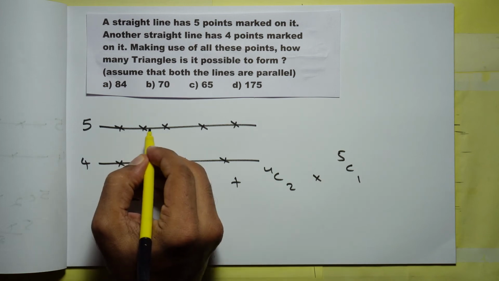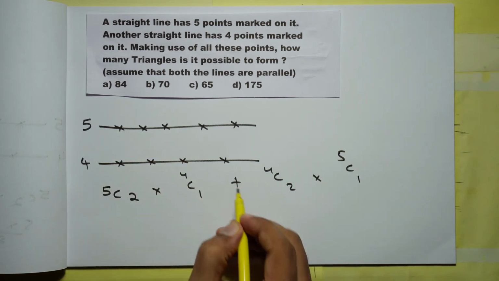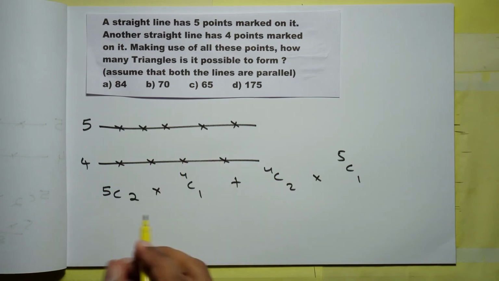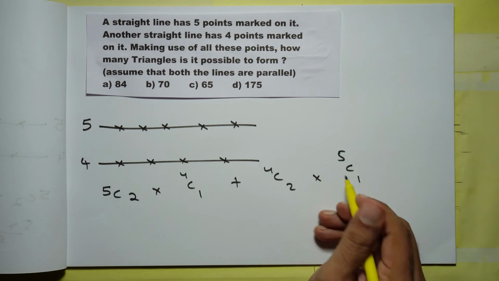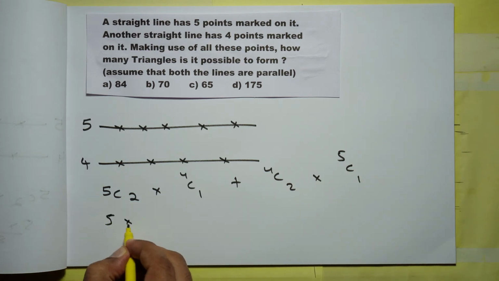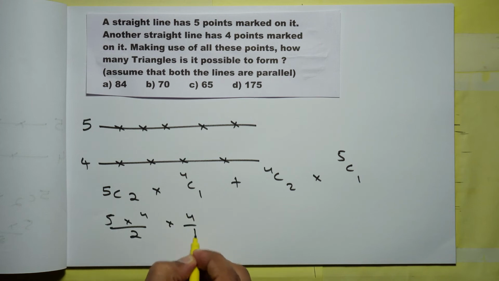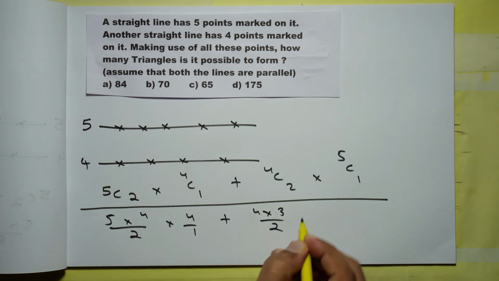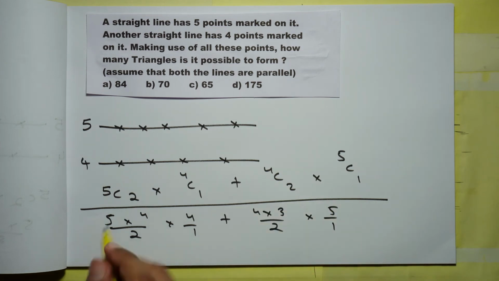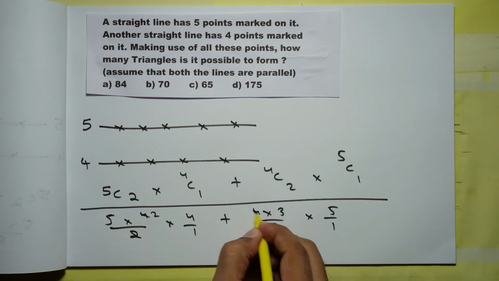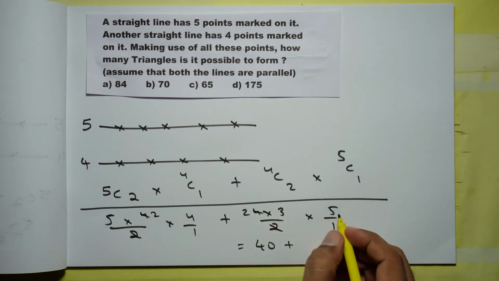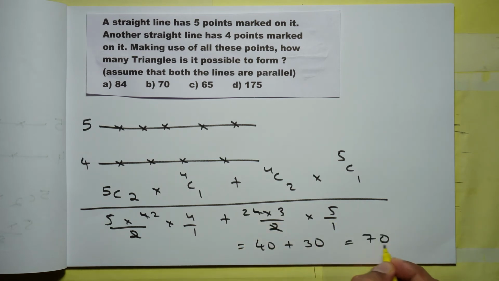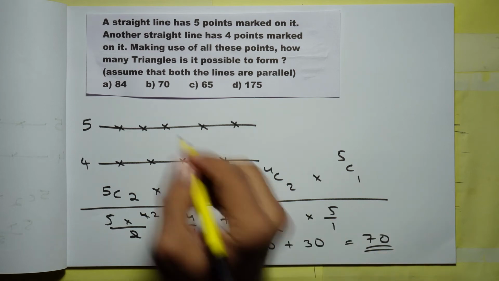So 2 from 5 and 1 from 4 you have to multiply, or you can choose 2 from 4 and 1 from 5. So this and this, or this and this. So we'll just solve 5C2. So that will be 5 into 4 by 2 into 4 by 1, or 4C2, 4 into 3 by 2 into 5 by 1. So 2 divides 2 times. So 5 into 2 is 10. 10 into 4 gives you 40. Here 2 divides 2 times. 2 into 3 is 6. 6 into 5 gives you 30. 30 plus 40, altogether 70 possible triangles are there. Hence option B, 70.